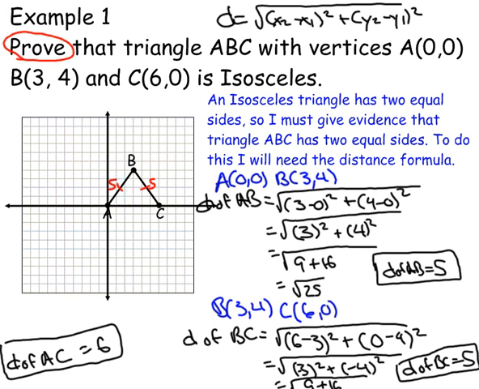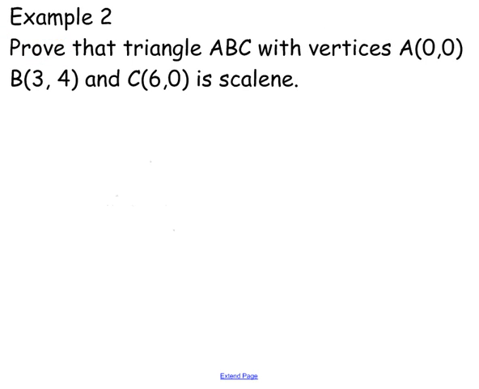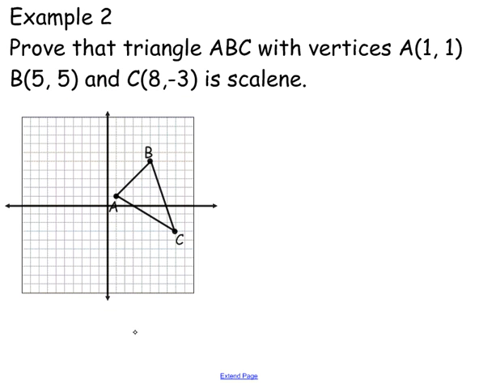All right, let's try another type of proof. Here we are being asked, prove that triangle ABC with vertices... Whoops, I actually have to change those vertices. That's not correct. All right, so there it is. I corrected it. So it says, prove that triangle ABC with vertices A (1, 1), B (5, 5), and C (8, -3) is scalene. So we're being asked to prove that this triangle here is scalene.